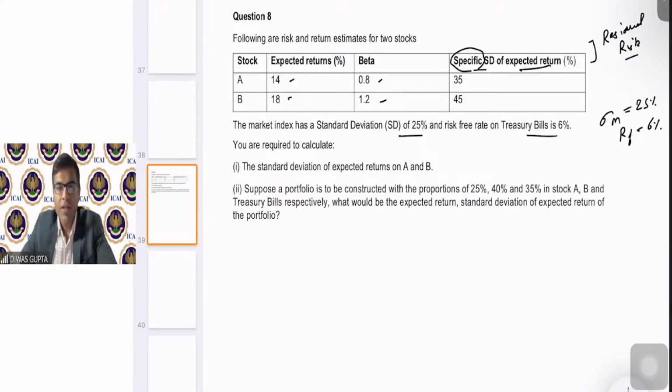Okay, which is fine. Now they're asking us to calculate the standard deviation of the expected returns of A and B. Now some of you might be thinking that they have already given one standard deviation of expected return, but students, please note this is a specific standard deviation, correct? So we have to arrive at the overall standard deviation, which is the overall risk.